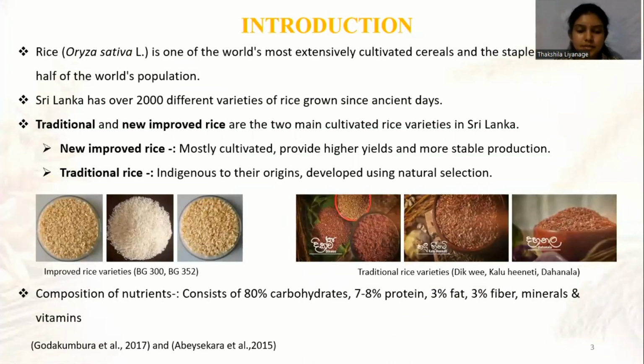Let's look at the introduction about rice. Rice is one of the world's most extensively cultivated cereals and the staple food for over half of the world population. Traditional and new improved rice are the two main cultivated rice varieties of Sri Lanka. The improved rice are mostly cultivated and mostly consumed, and the traditional rice varieties are indigenous and developed using natural selection.